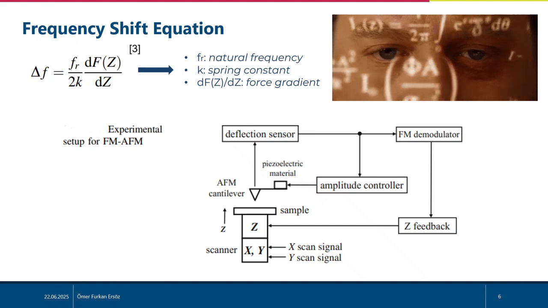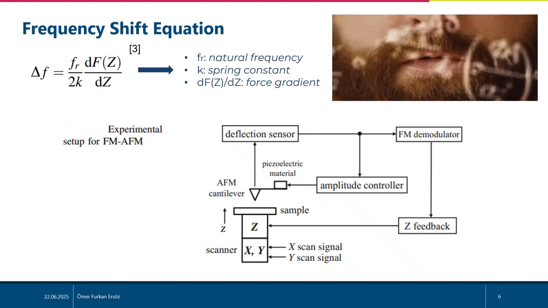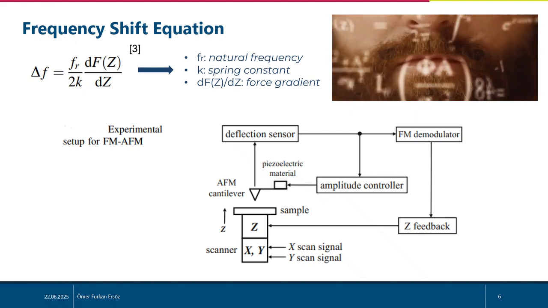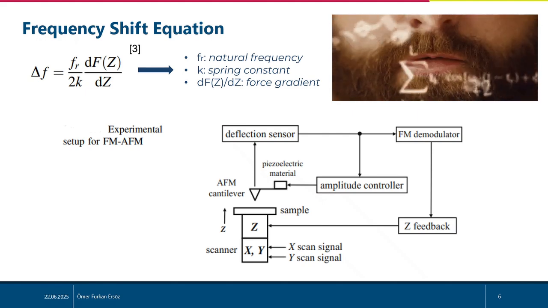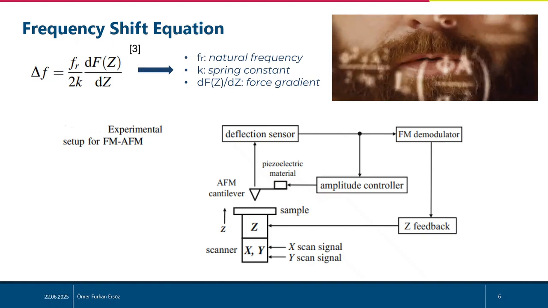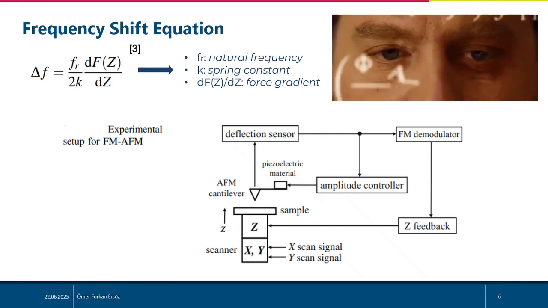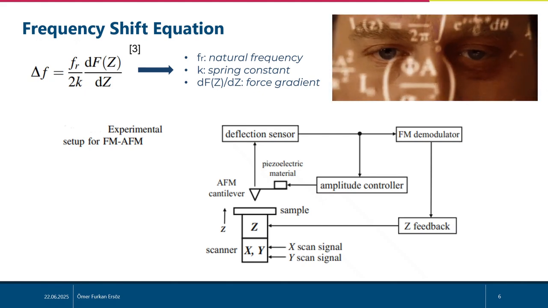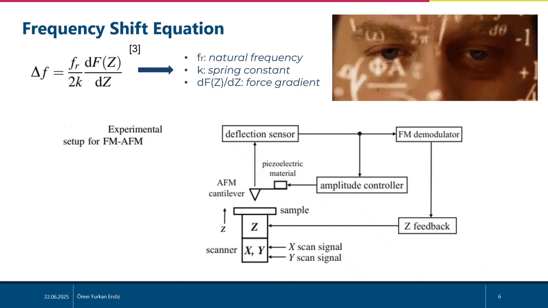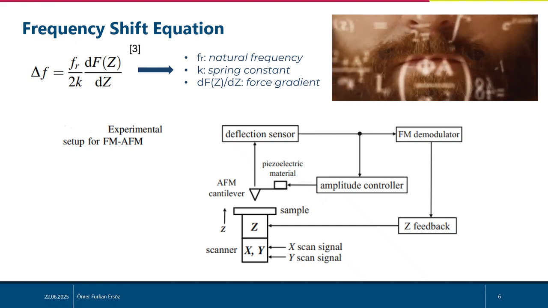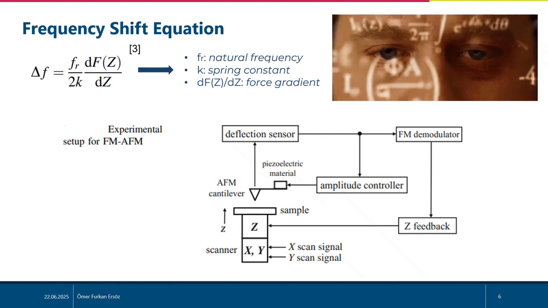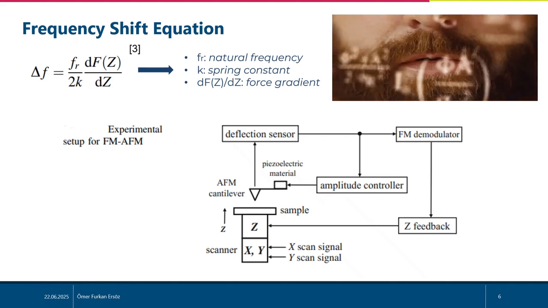Here we see the equation governing FM-AFM. The frequency shift delta F is proportional to the gradient of the tip-sample force. Even slight changes in the force gradient can result in measurable frequency shifts, allowing FM-AFM to detect atomic-scale features. These force gradients may arise from van der Waals, electrostatic, or chemical interactions, making this technique extremely sensitive.